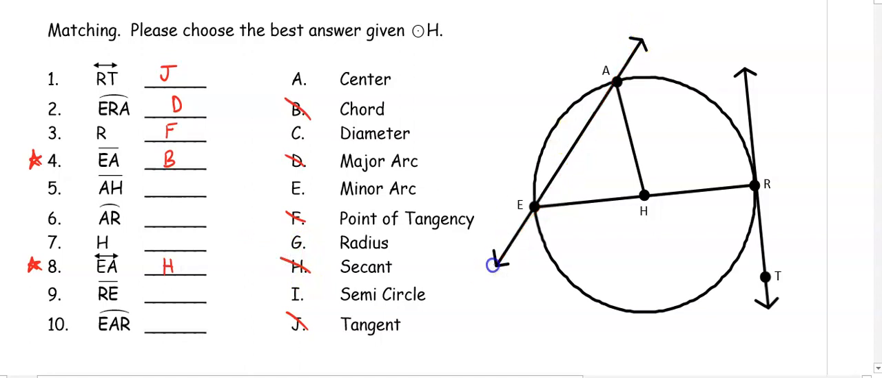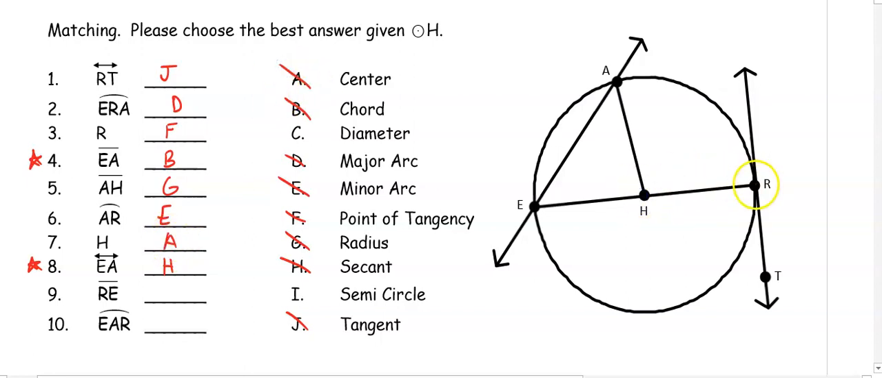Okay, let's go back up to number 5. HA goes from the center of the circle to a point on the circle, so that is going to be our radius, G. Arc AR is 2 letters, it's a minor arc. Point H is in the center of the circle, so that is our center.